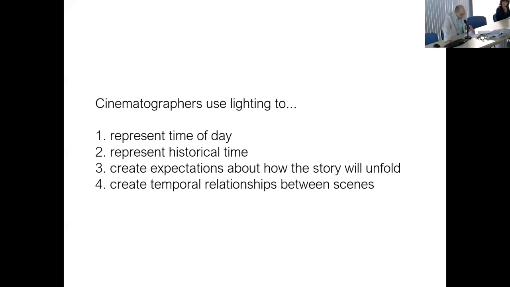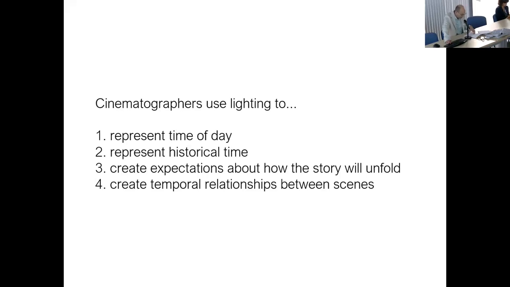So let me sum up. I've outlined 4 different ways a cinematographer might use light with respect to time, representing time of day, historical time, creating expectations, creating temporal relationships. My sense is that narrative understanding plays a greater role in number 3 and number 4 than it does in number 1 and number 2.